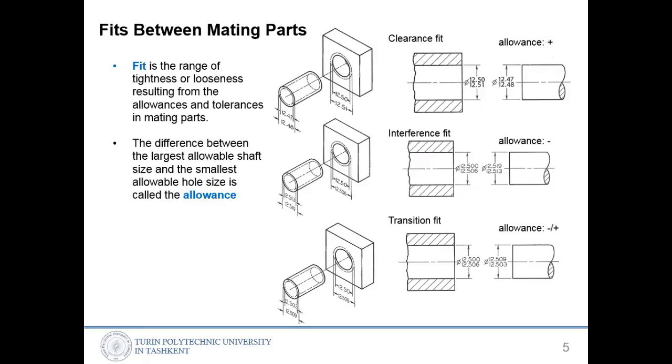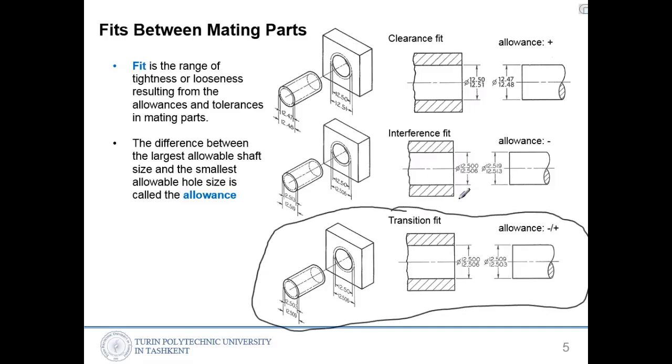And another type is transition fit. Okay, so transition fit. In this mating type, we have positive allowance and negative allowance also. Some of the values might be like a clearance fit, and some of them will be like an interference fit. So that's why we call it transition fit.